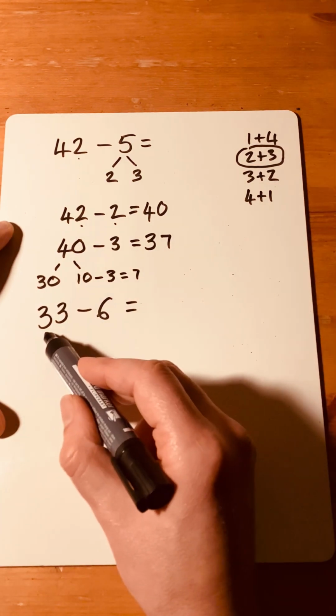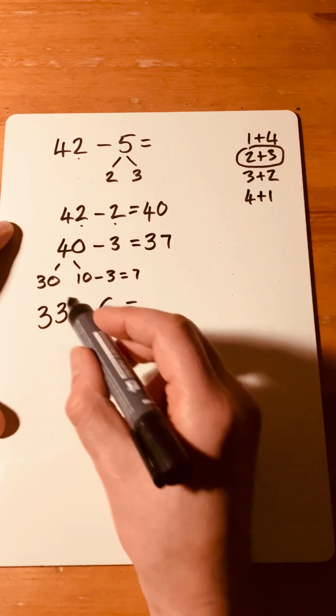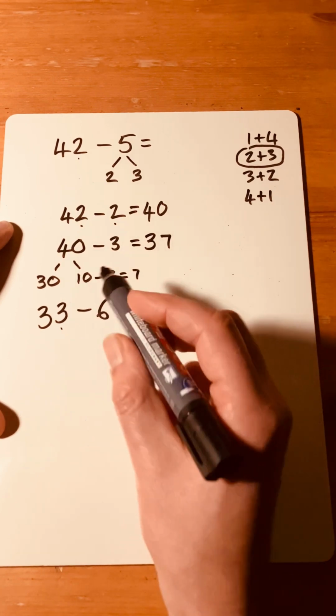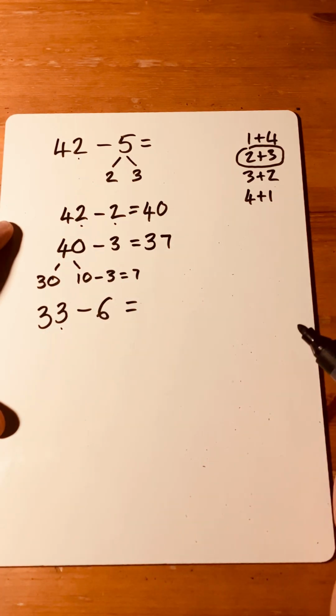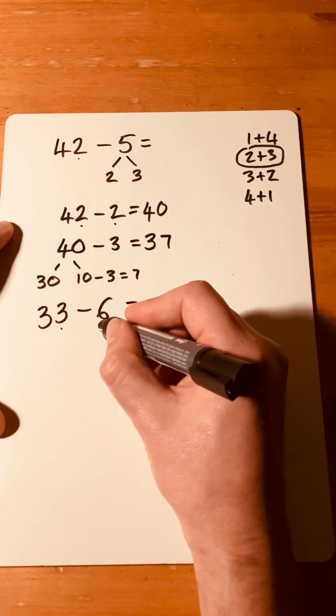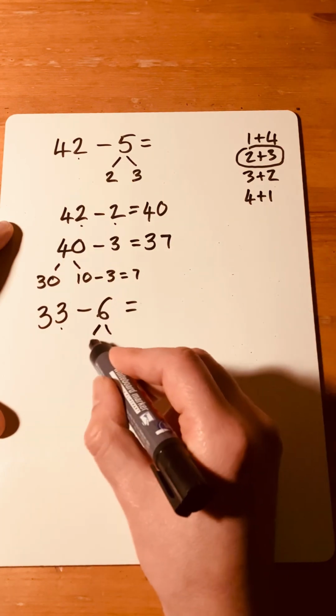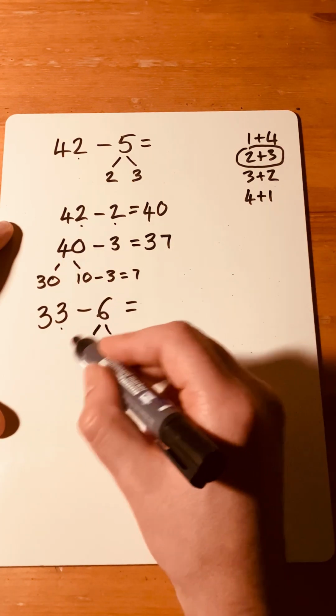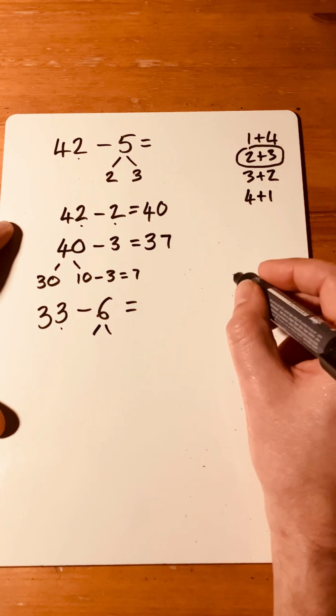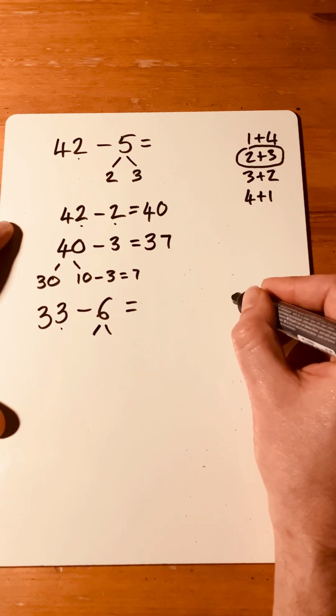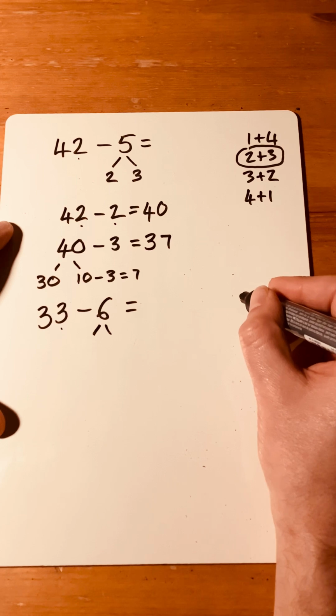So if I was doing 33 take away 6, I could see straight away that I'm going to go through the tens barrier. So the easiest way for me to do it is to split the number 6 into 2 parts. So let's see, there are lots of ways you can split the number 6 into 2 parts. So let's have a look at them.